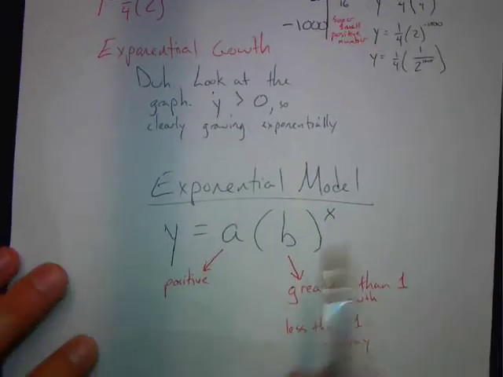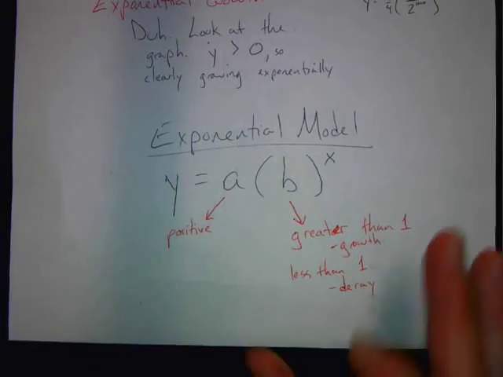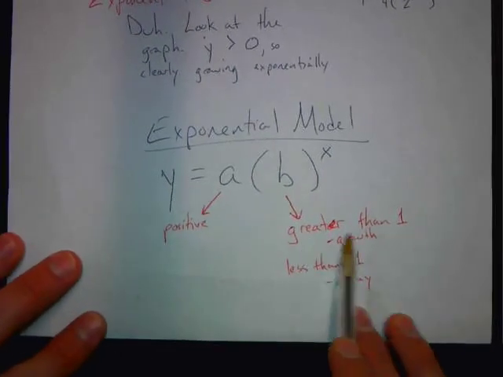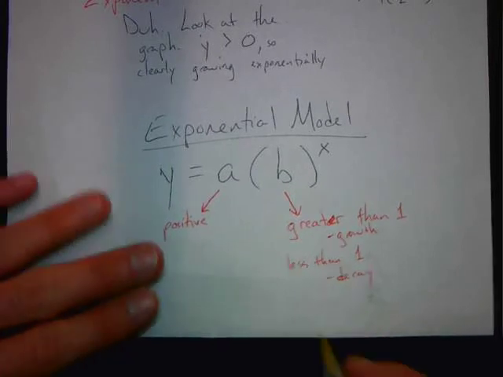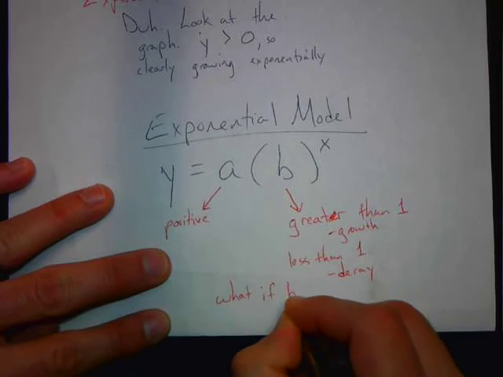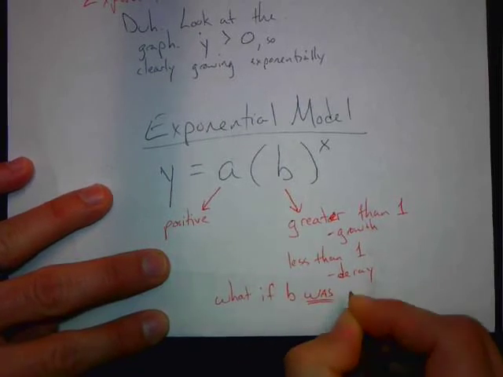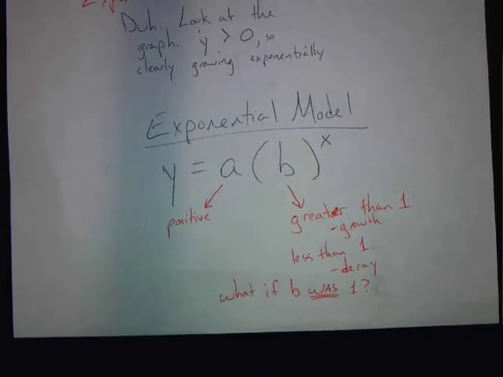Okay, so here's your exponential model. y equals a times b to the x power. Now hopefully what you're thinking is this. Well, if b is greater than 1, it's growth, and if b is less than 1, it's decay. You might be thinking, well, what if b was 1? And I'm going to end the video there, because I want you to think about that for a second. What if b was 1? Is it growth? Is it decay?